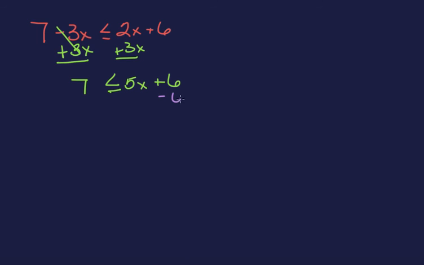Let's go ahead and subtract 6 from both sides. And then this goes away just like before, and 7 minus 6 is 1. Now we have 5x is greater than or equal to 1, or you would say 1 is less than or equal to 5x. You could say it either way. Either way, it's exactly the same, but when you read it, I want you to start with x first and read in that direction.